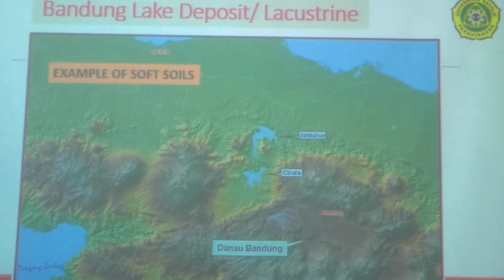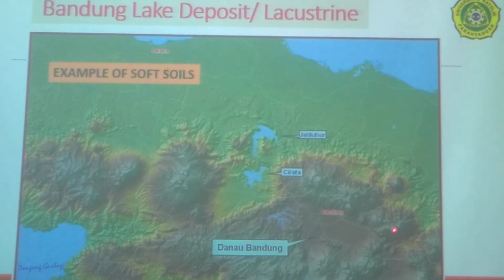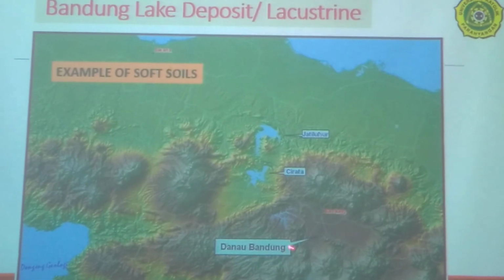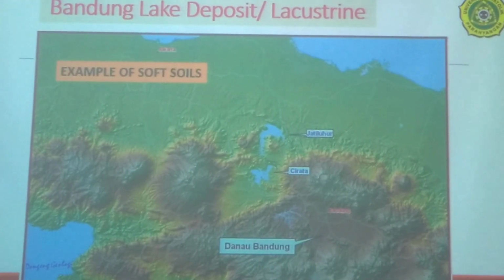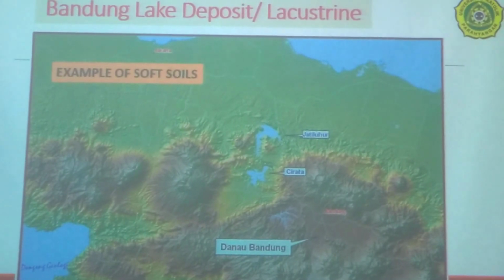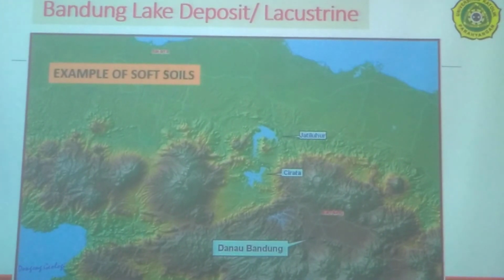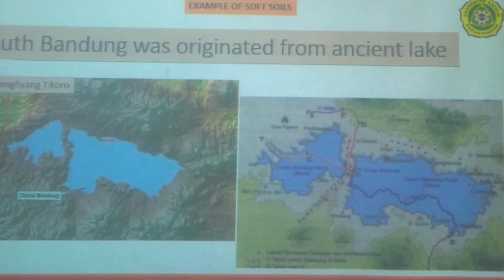In fact, Bandung soil is not common soil. It is what we call lake deposit, or lacustrine. The center is Bandung. The north part of Bandung is mountain, but the south part, in fact middle to south part, used to be lake. It was a lake, so we call it Bandung Lake. Dung is the Sundanese word for lake. So Bandung means large lake. So now you come to Bandung, you come to the lake.